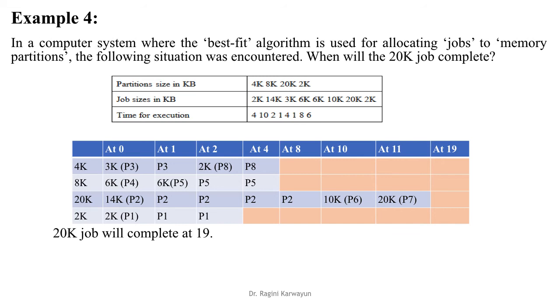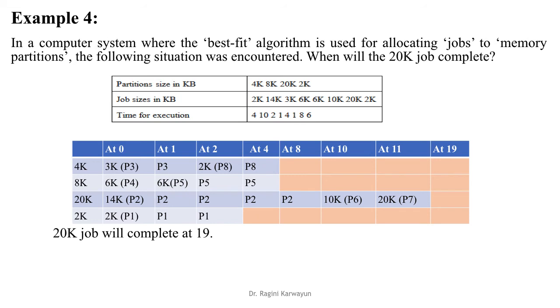So when P3 leaves, it leaves a partition of size 4K, and now of the three remaining processes of 10K, 20K and 2K, only 2K can be accommodated in a 4K partition. So P8 will be allocated this partition. Now two processes are left, that is 10K and 20K. So the hole that can accommodate in this is 20K. So 20K is allocated to the P2 process, that is it is using 14K memory space and it will take 10 units of time. So at 10 P2 process will exit, leaving this 20K partition free.